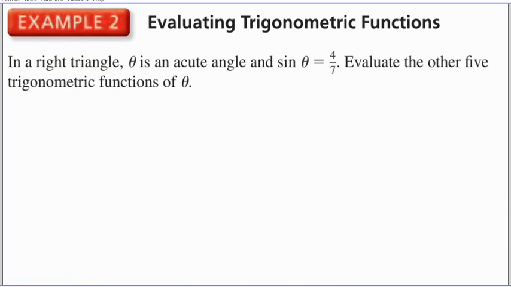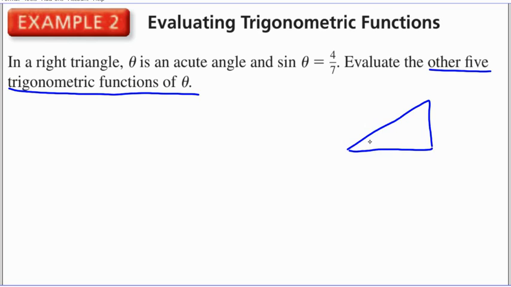Okay, our next example, we have a right triangle. In a right triangle, theta is an acute angle, and sine of theta is 4 over 7. Evaluate the other 5 trigonometric functions of theta. Well, in order to do that, it's helpful to have a triangle sketched out. So I'm going to sketch out a right triangle. That's my right triangle. I'm going to say that this is my angle theta.